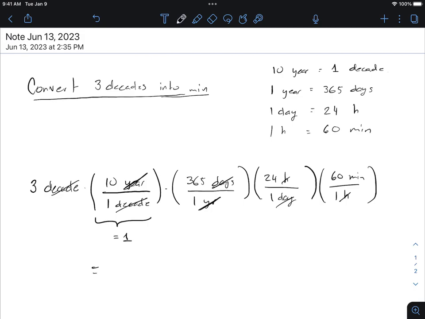And what I am left with is 3 times 10 times 365 times 24 times 60 minutes. And so if I put that into a calculator, I find that this is approximately equal to 1.58 times 10 to the 7 minutes. In other words, there are about 16 million minutes in 3 decades.